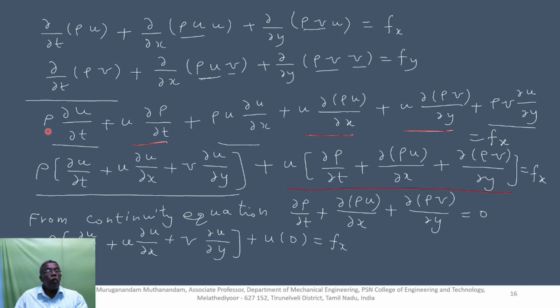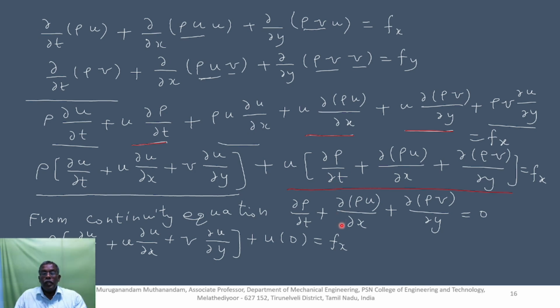If you see, rho is present in three terms: 1, 2, 3. These three terms are written separately where rho is common. In the other three terms, u is common. We know from the continuity equation, partial rho upon partial t plus partial rho u upon partial x plus partial rho v upon partial y is equal to 0. Hence, this term is 0. U multiplied by 0 is 0.